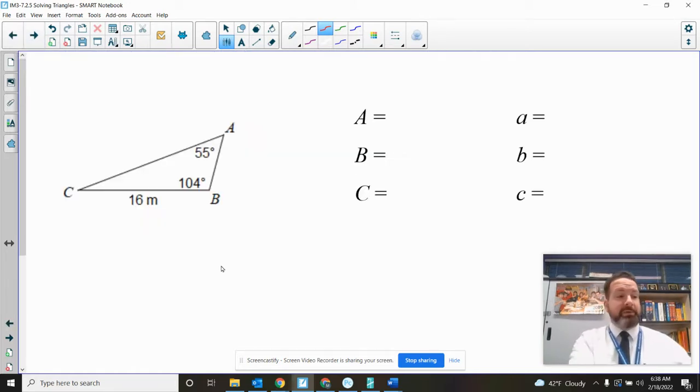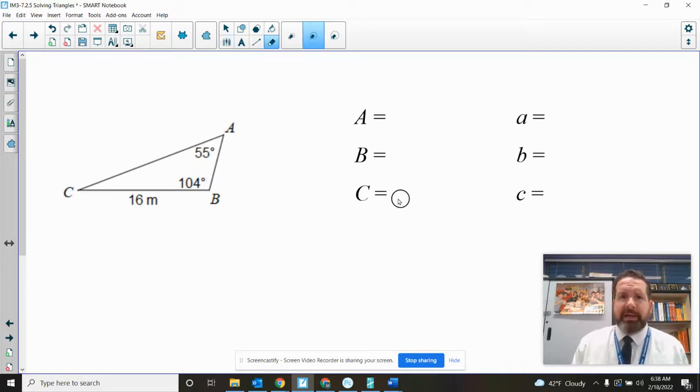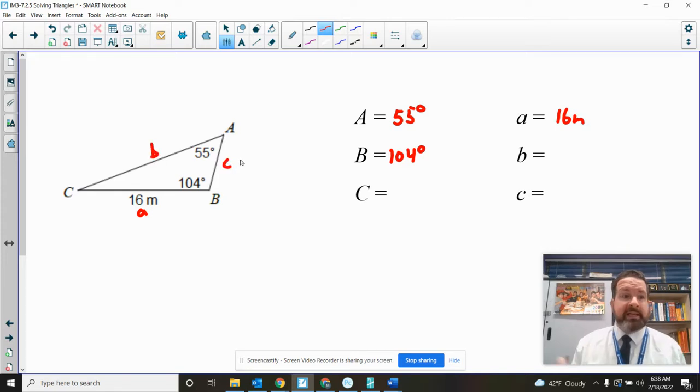Okay, a couple of examples, actually a trio of examples. Here we go. When you're given a triangle, there are 6 pieces of information, 3 angles, and 3 sides. You're going to start by being given 3 pieces of information, because if you have fewer than 3 pieces of information, then you just don't have enough to get things done. So angle A is 55 degrees, angle B is 104 degrees, and side A is 16 meters, right? Because that'll be across from angle A, so side B and side C.